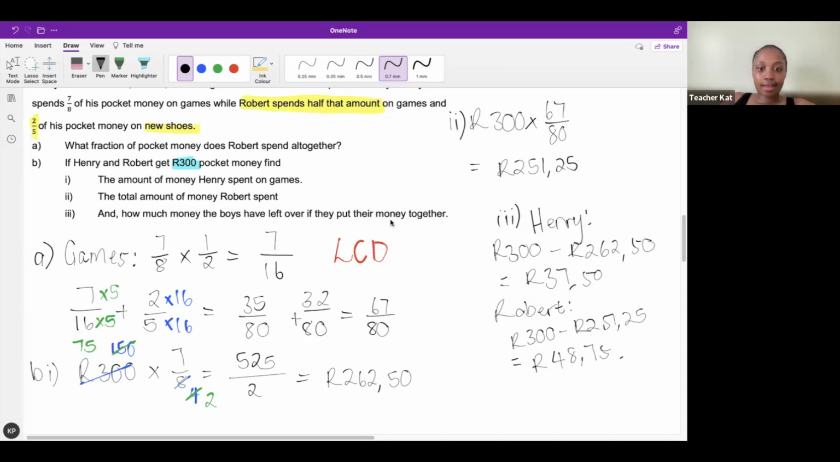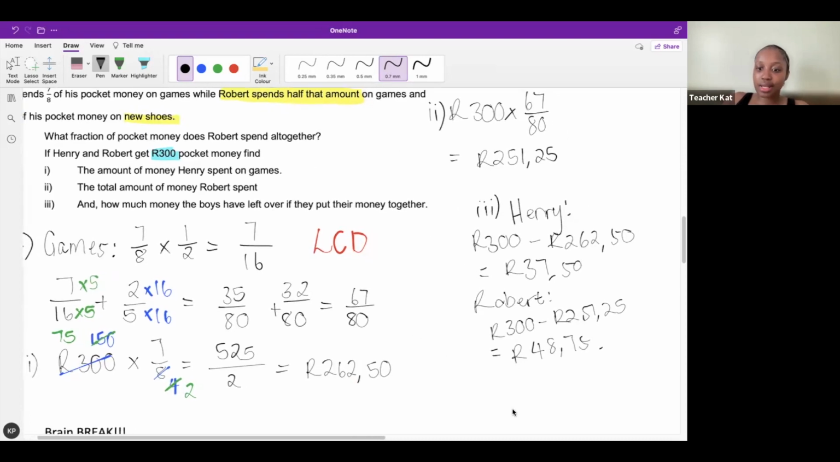Because it said they put their money together. Now we have to add. So I'm going to say all together they have 48 rand 75 plus 37 rand 50, which means they have how much altogether? 86 rand 25. Okay.